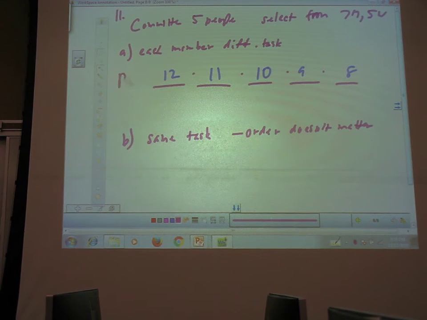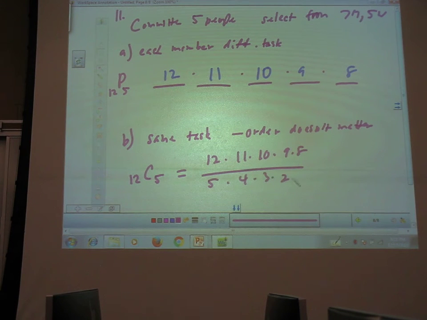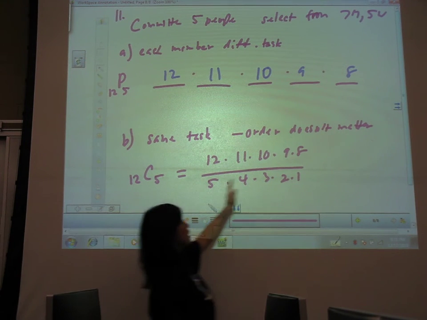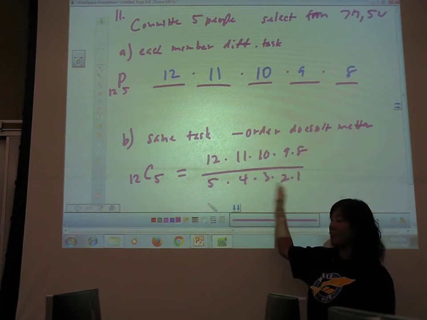So this one was 12P5, this one is 12C5. So it's going to be the same first part. But now it's a little chaotic. We have to divide out the duplicates. So we're going to divide by 5 times 4 times 3 times 2 times 1. 1 for every one of the numbers up above. Right? Because I picked 5 items. How many ways can I arrange 5 people? 5 factorial.